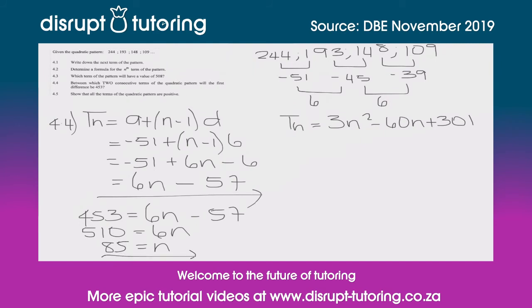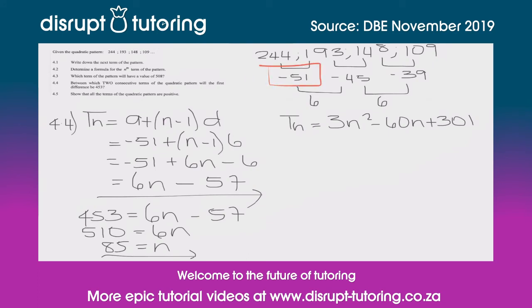But that is not the end of the question. We still need to figure out which two consecutive terms of the quadratic pattern the difference is going to be 453. And we figured out that 453 is the 85th term of this first difference sequence specifically. So let's see what the differences are.